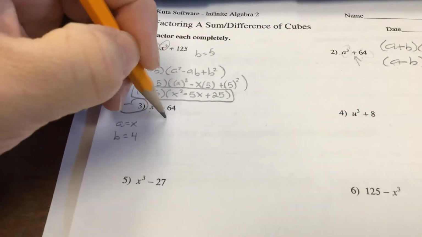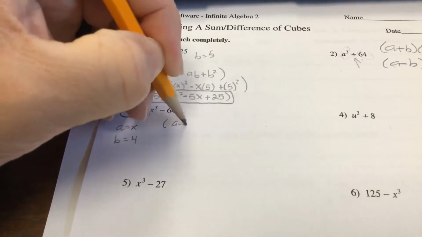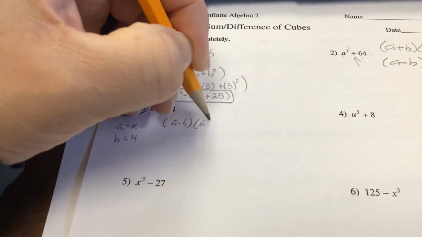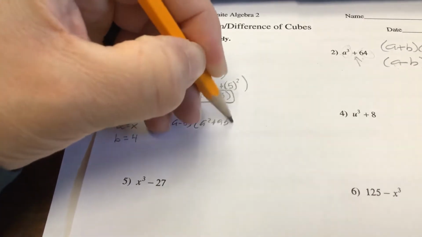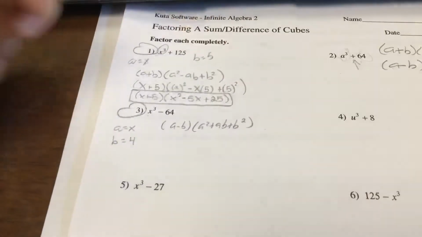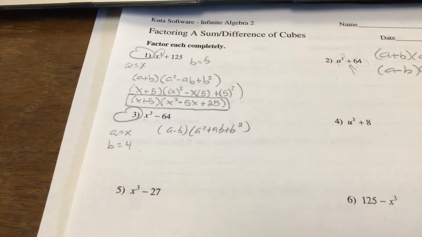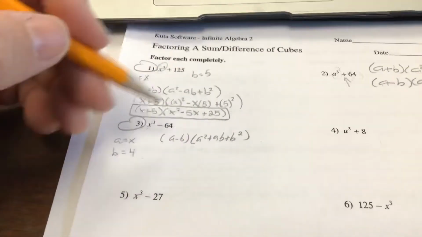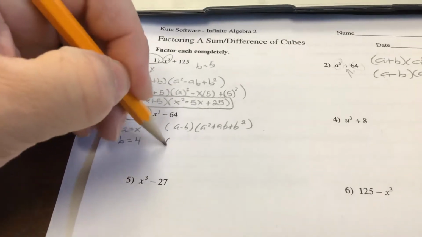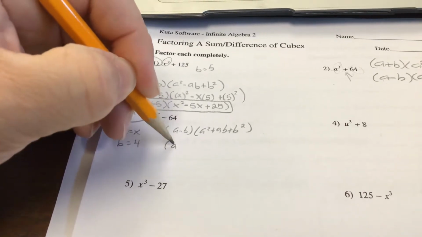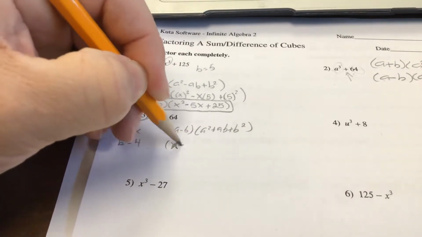Okay, so again, I'm just going to write that form out for you. All right, now we plug them into the proper spot. So in the first one, I got x minus 4.